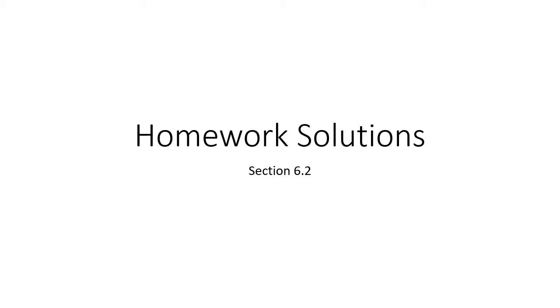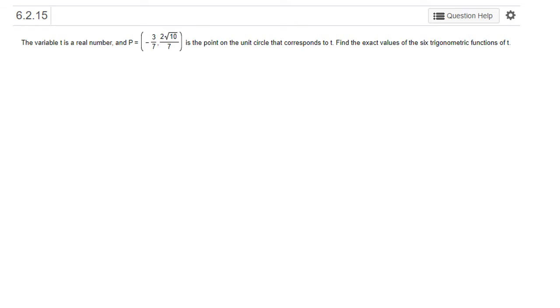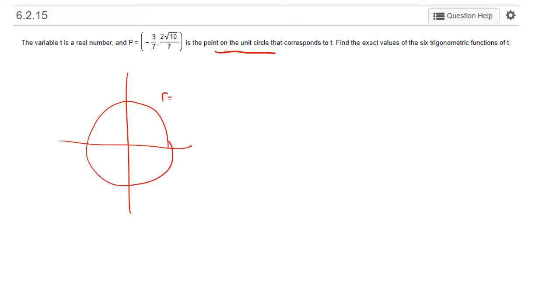Hello, let's work through the problems assigned out of section 6.2. So first up, we are given a point, P, which is expressly given to us as being on the unit circle. Okay, so if I draw my standard coordinate axes here and I draw the circle of radius 1, so this has radius 1, in other words, x squared plus y squared equals 1. The center is at the origin, 0, 0.